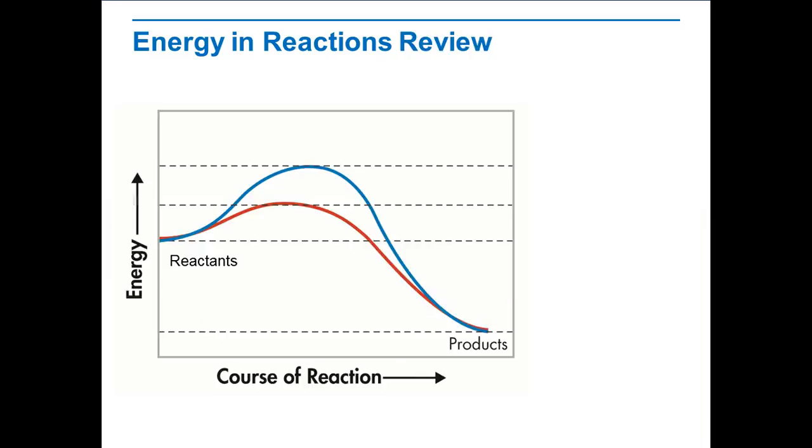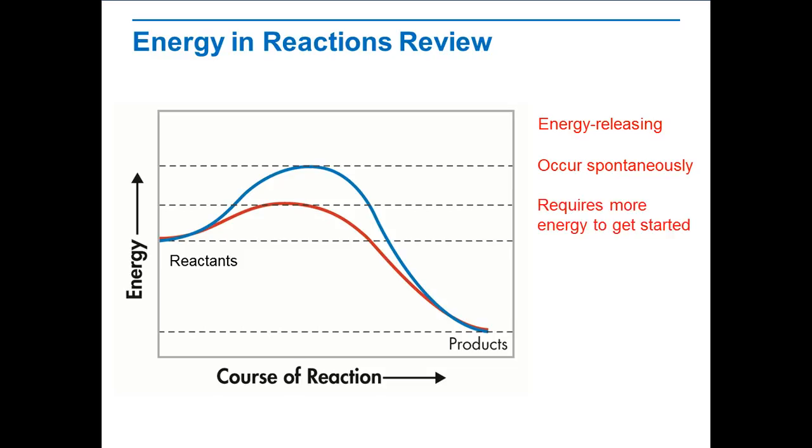Let's review energy and reactions. So you have two examples here of a chemical reaction, the blue line and the red line. Now you notice that they start off with this much energy when they have reactants, and then after the chemical reaction, the products, you have this much energy. So would you say that's energy releasing or energy absorbing? It's energy releasing because you have less energy in the products than you had in the reactant, so energy is released. So would you consider this spontaneous? It can occur spontaneously because it's energy releasing.